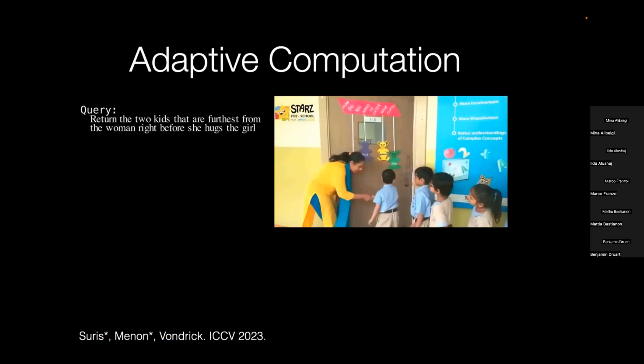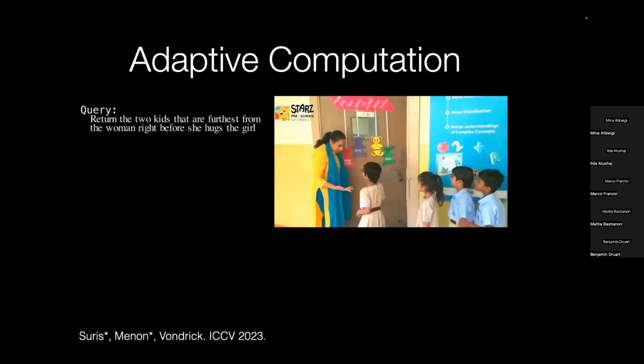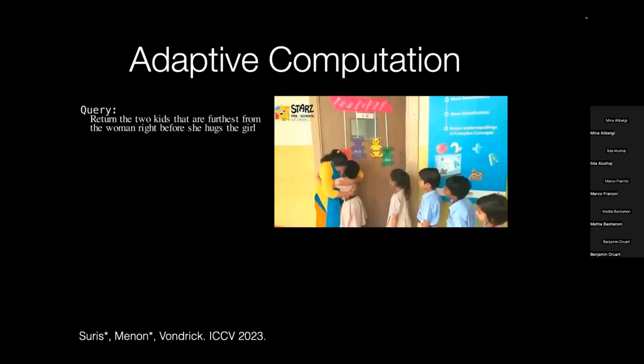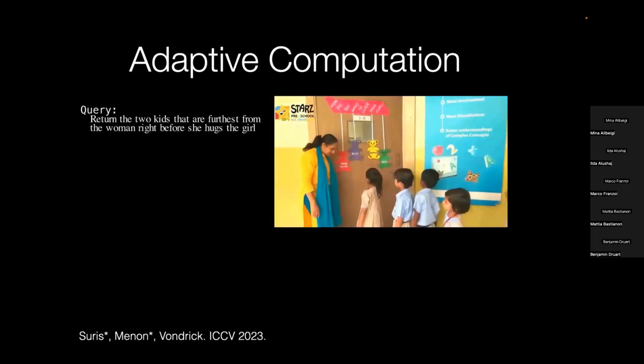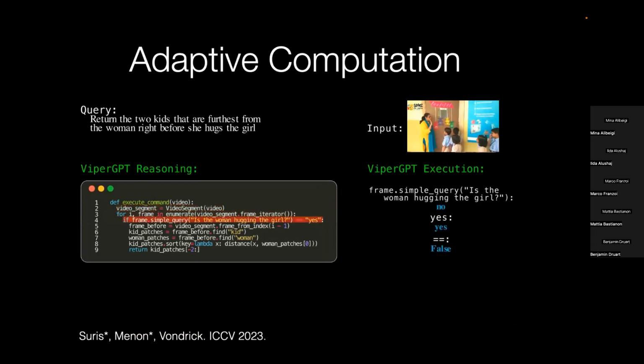Something I'm really excited about with this type of approach is you get adaptive computation for free. So if you have a long video, and your question is like, return the two kids that are furthest from the woman right before she hugs the girl, that requires an approach that can actually process this minute-long video. But we don't have feed-forward neural net approaches that can process long videos. You can basically put in a few seconds of video into most approaches. We're not going to have full minutes or full hour videos being processed in a single forward pass. So you get this efficiency with program generation, because it can shift its computation around depending on what part of the task you need to be solving.